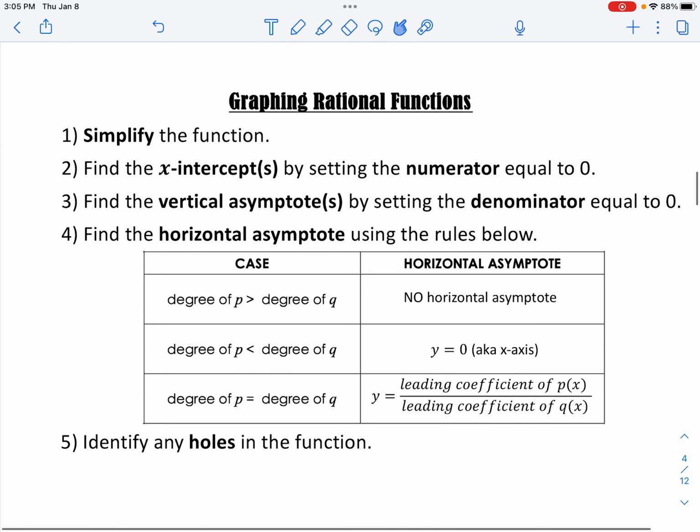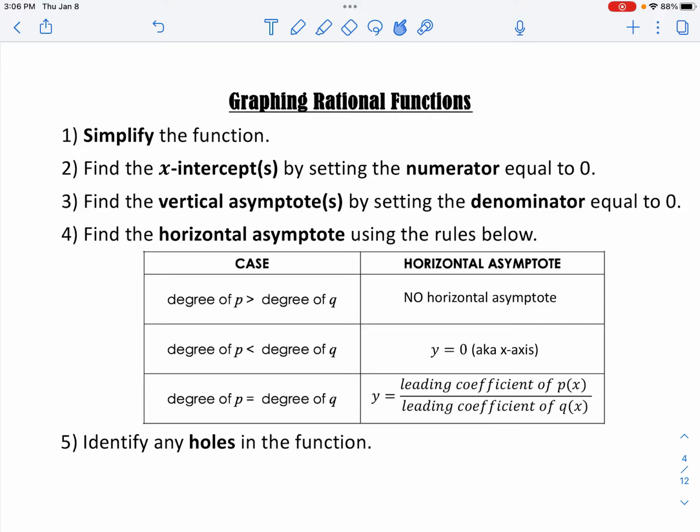Here are the steps to graphing a rational function. There's quite a bit more that you have to do. First, you're going to want to simplify the function. Once you do that, you're going to find the x-intercept by setting the numerator, the top, equal to 0. And then the third step will be to find the vertical asymptote or asymptotes by setting the denominator equal to 0. And then after that, you're going to try to find the horizontal asymptotes.